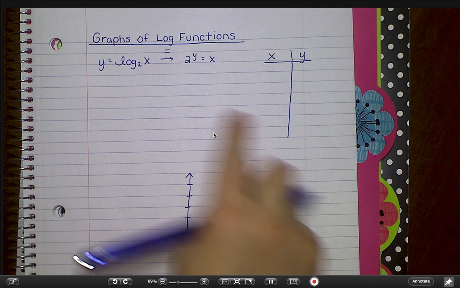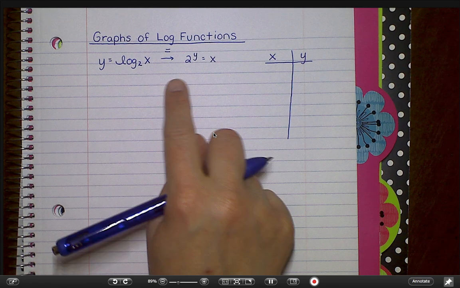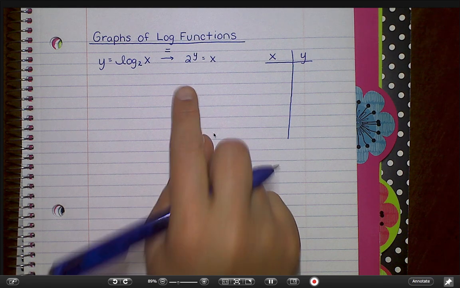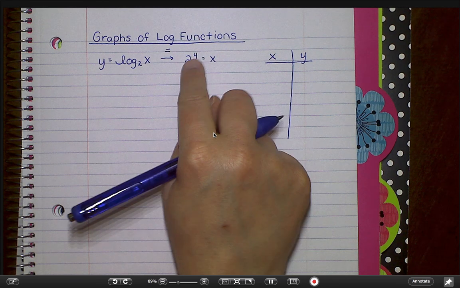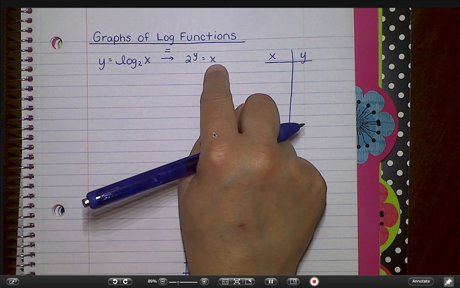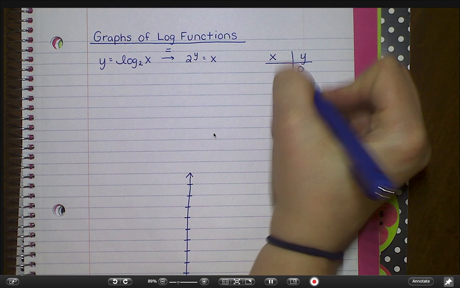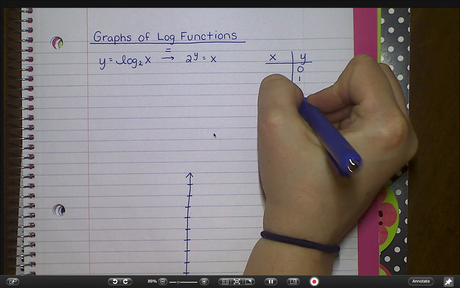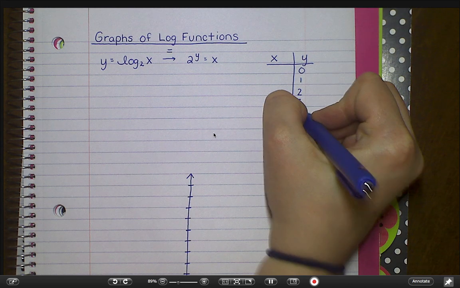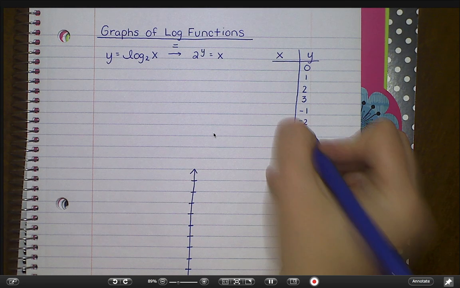So if I want to make a table of values for this function, I know this is opposite of how we usually do things, but there's a reason that this is happening. I'm going to actually pick numbers to plug in for y instead of picking numbers to plug in for x. So I might go 0, 1, 2, 3. I'm also going to throw some negatives in there. So I'm going to go -1, -2. And just because I have another line, we'll go -3.